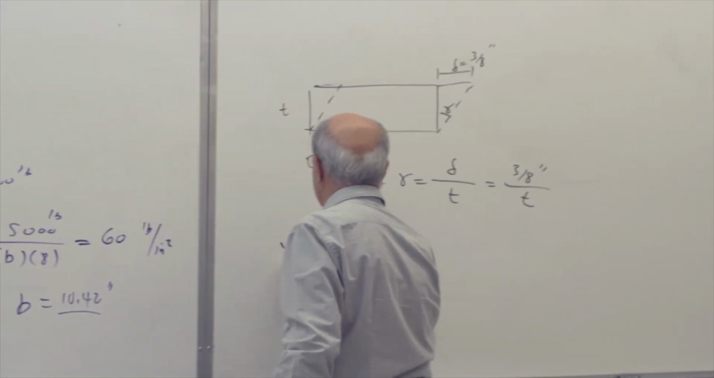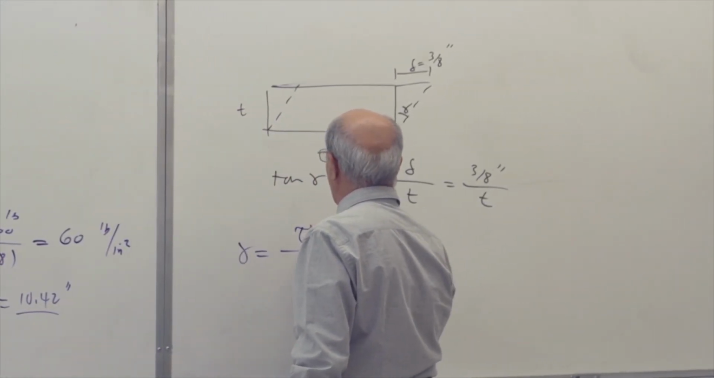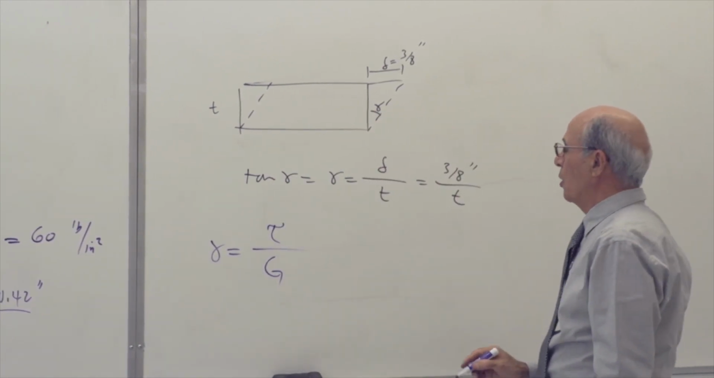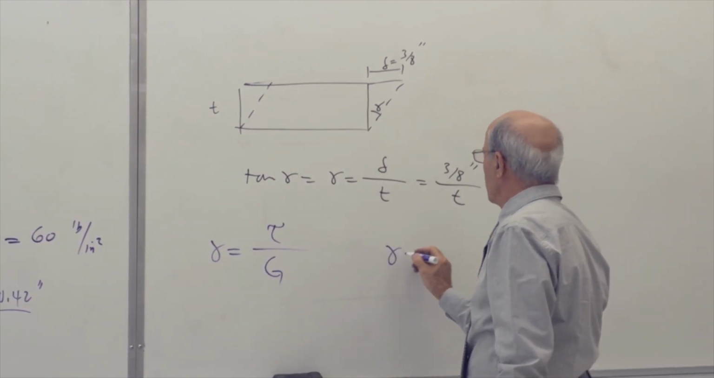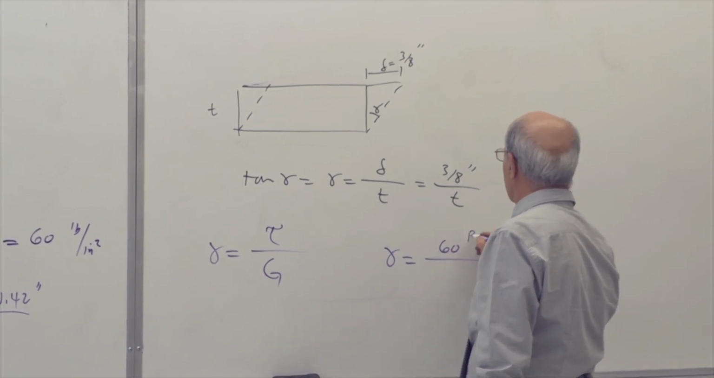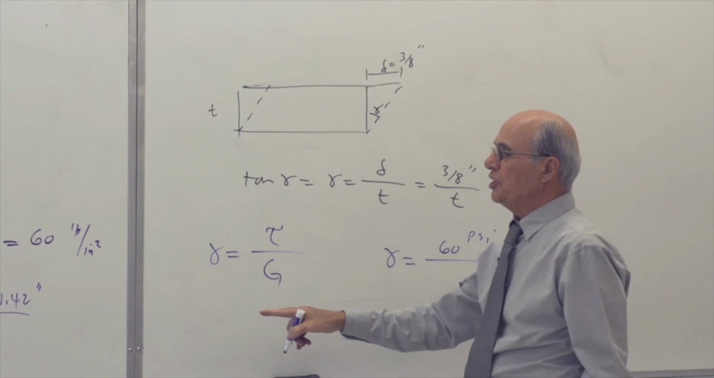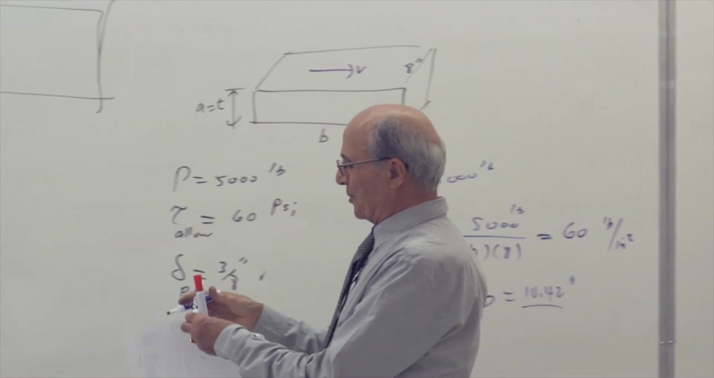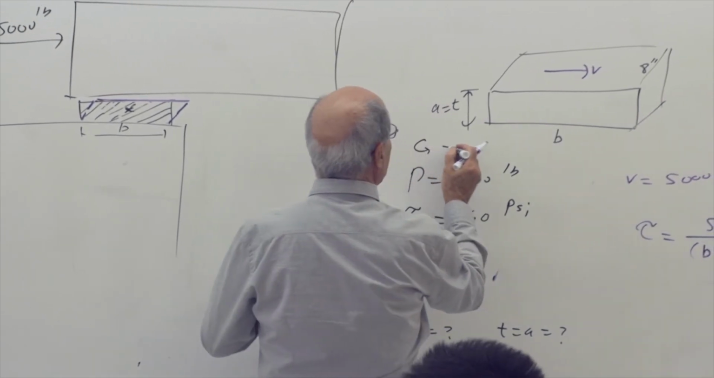So therefore, since gamma is equal to tau over the modulus of rigidity by definition of Hooke's law, gamma becomes equal to tau divided by G. How much was tau? 60 psi, correct or not? Divided by G. G was given to you. Oops, I didn't give it to you. I'm sorry. Actually, G is the one I changed.